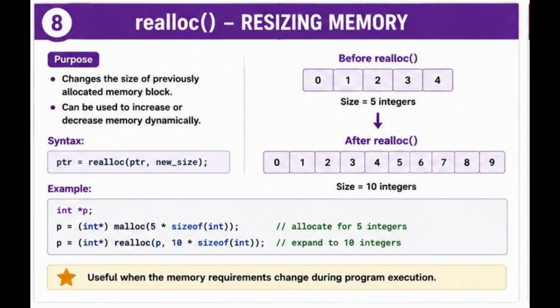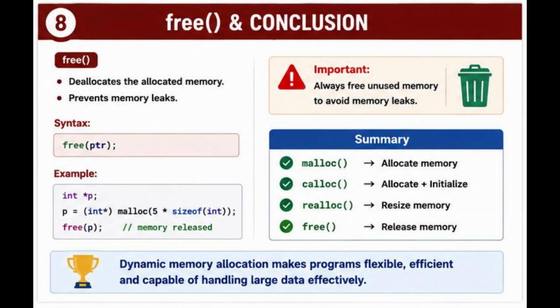Slide 4. Free and conclusion. This is the most important slide for one reason: responsibility. Unlike some modern languages that clean up automatically, C expects you to be a good citizen. When you're done with memory, you must use free. Why free? If you don't release memory, you get a memory leak. The result: your program slowly eats up all the RAM, eventually causing it to slow down or crash.